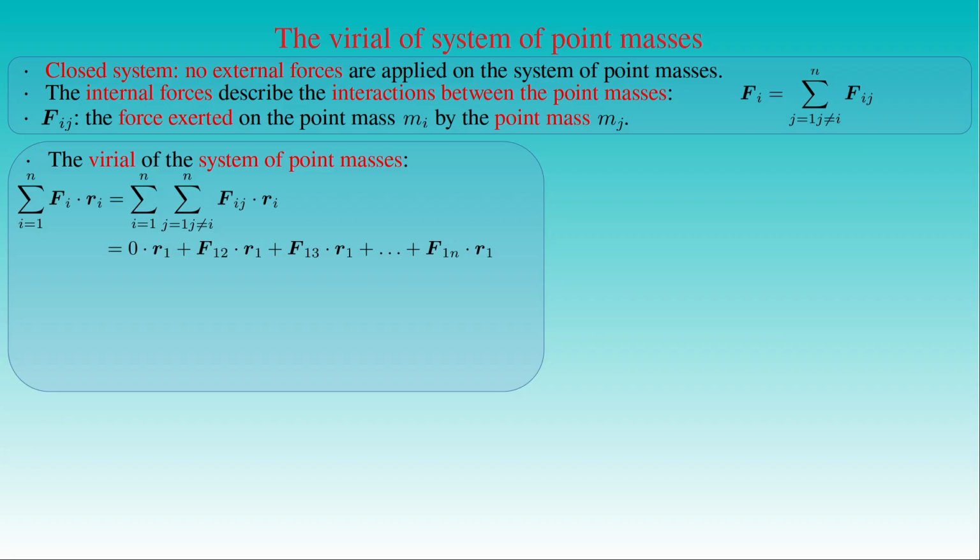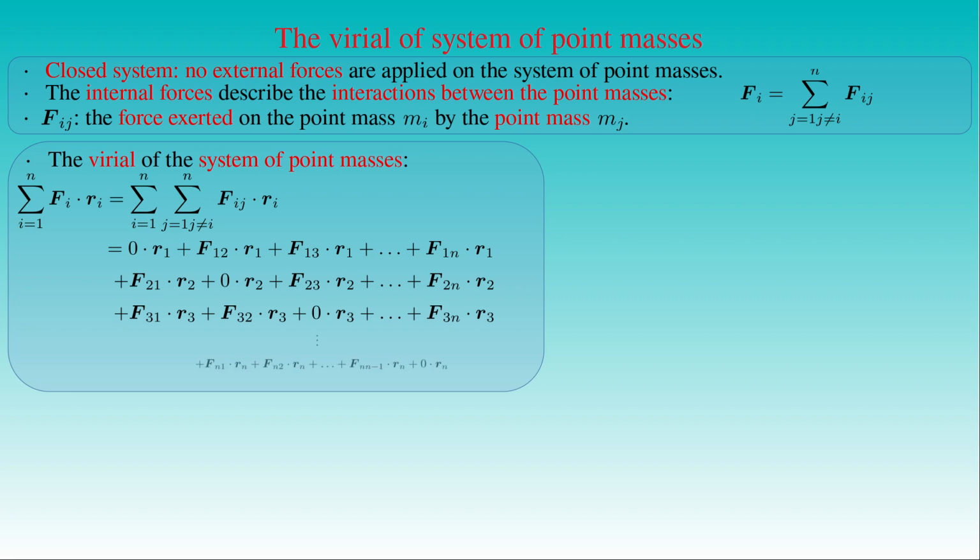In the second row we write the terms with the index i equals 2, which are F sub 21 times R2, plus a vanishing term, plus F sub 23 times R2, plus ellipsis, plus F sub 2n times R2. In the third row we can write the next terms, F sub 31 times R3, plus F sub 32 times R3, plus a vanishing term, plus ellipsis, plus F sub 3n times R3. We can follow the same pattern till we reach the last row for i equals n, which has the terms F sub n1 times Rn, plus F sub n2 times Rn, plus ellipsis, plus F sub n(n-1) times Rn, plus a vanishing term.